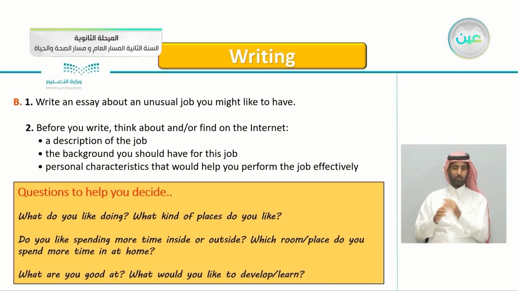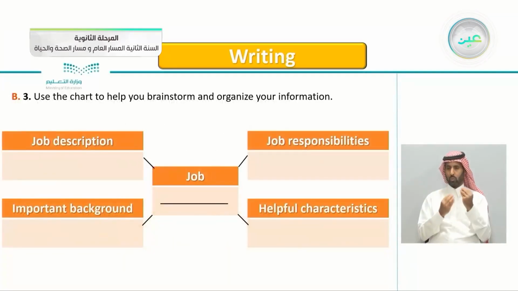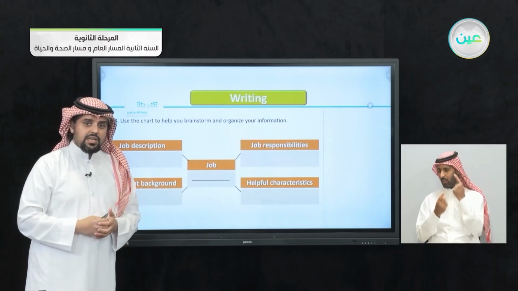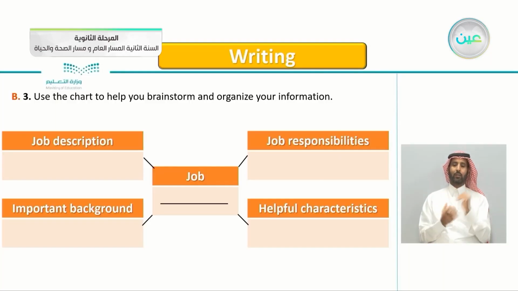What are you good at? This is an important question. Always ask, what am I good at? And start from there. What would you like to develop or to learn? So use this chart to help you brainstorm and organize your information. Fill in this chart, and it will help you to brainstorm and come up with the perfect job title for you, job description, important background, the responsibilities in this job, and the helpful characteristics that will help you in this job. Once you find all of this information, you will find your suitable job.